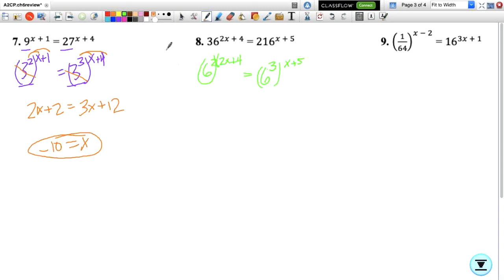So since both bases are the same, I can use my power to power property. So I'm going to send the 2 here and here, the 3 here and here, and I'm going to cancel the bases in the same step.